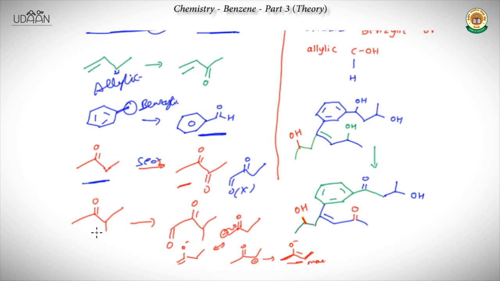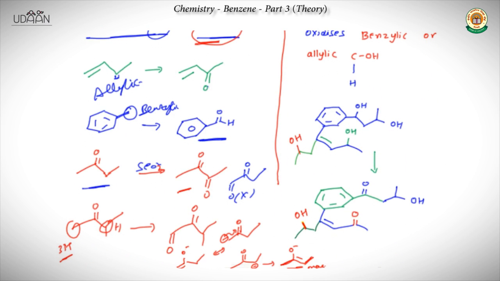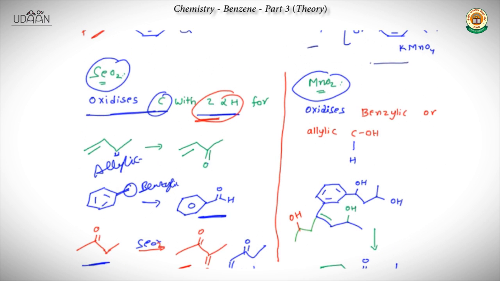Now for the second case, if you take where this has only one hydrogen and this has three hydrogens, you are getting a double bond O here, since it should have 2 alpha hydrogens, and also note that it has only one hydrogen. Now the next important reagent is MnO2. What this MnO2 does is it oxidizes benzylic or allylic CHOH to C=O.